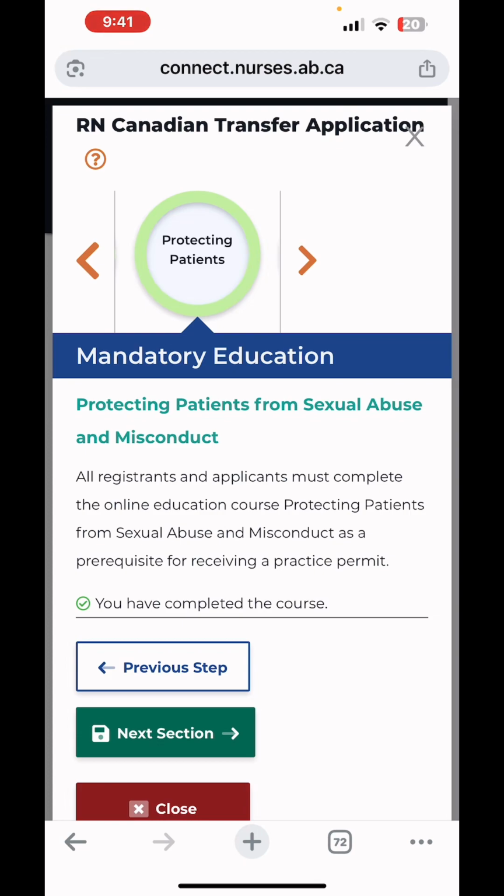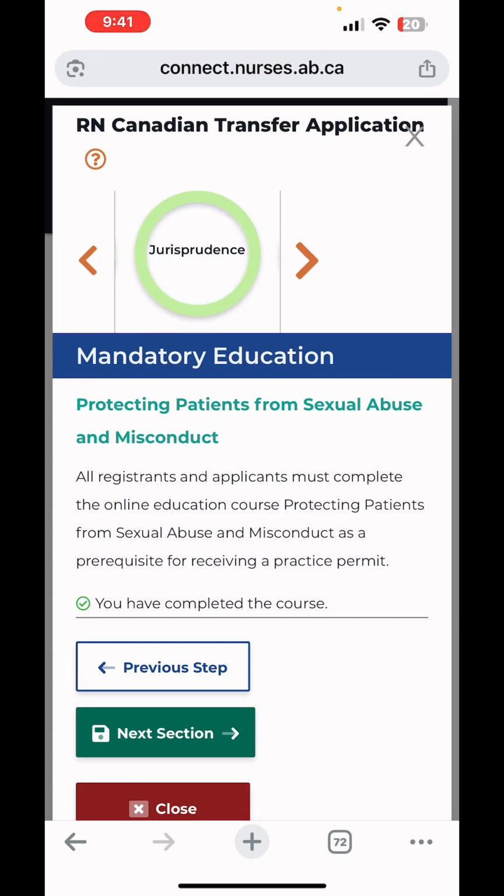Next one is Protecting Patients. It's an essential education course that you have to do online. All applicants must complete this online education course, which is about sexual abuse and misconduct, and at the end of the course you get some questions that you need to answer. You can reattempt this exam, so that is the easy part. It will take maybe 2 hours to complete this online education.